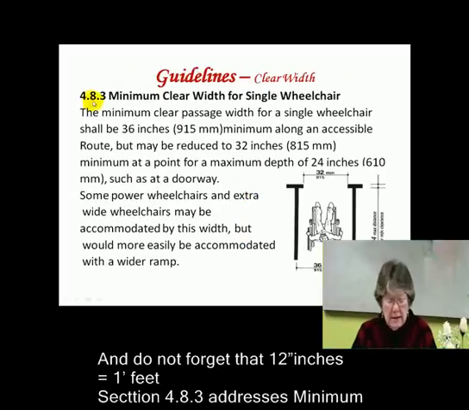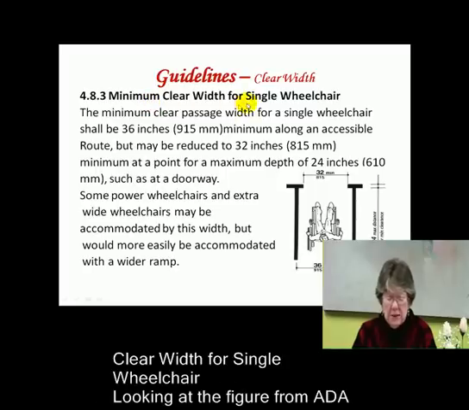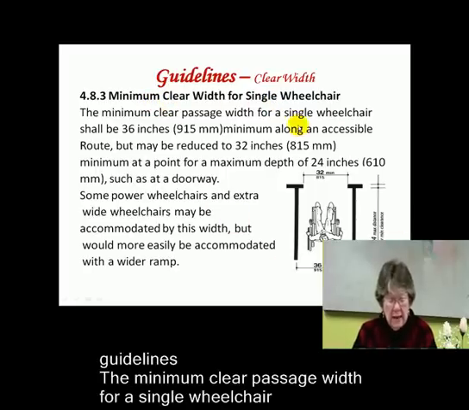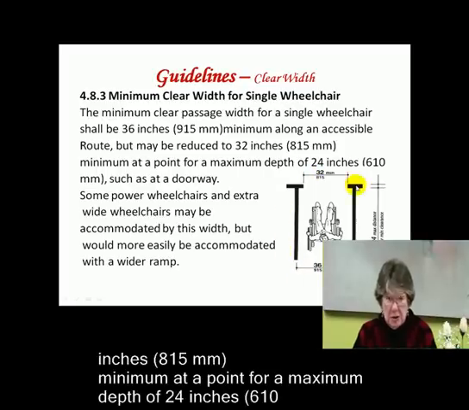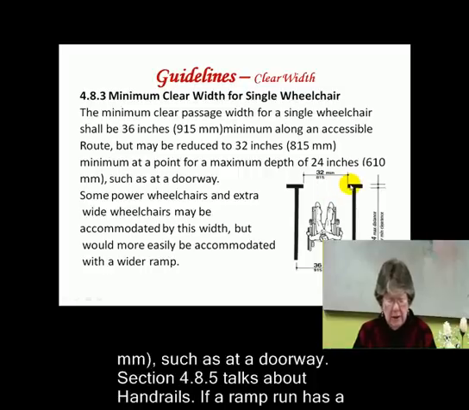Section A4.8.3 addresses minimum clear width for a single wheelchair. Looking at the figure from ADA guidelines, the minimum clear passage width for a wheelchair should be 36 inches or 915 millimeters minimum along an accessible route, but may be reduced to 32 inches or 815 millimeters minimum at a point for a maximum depth of 24 inches or 610 millimeters, such as in a doorway.